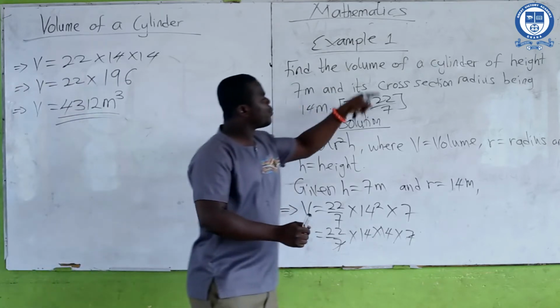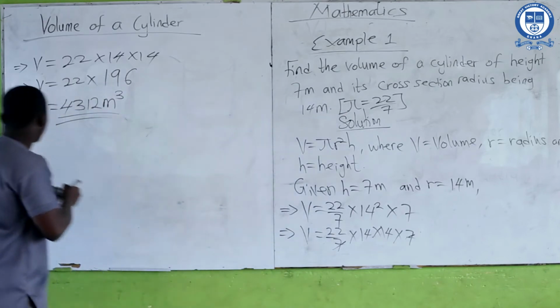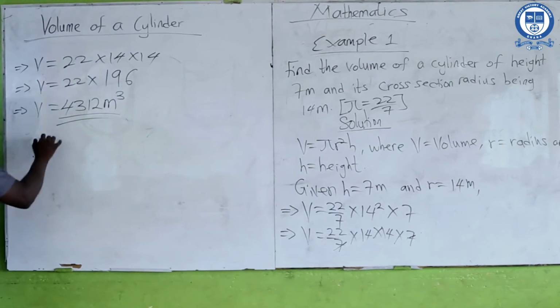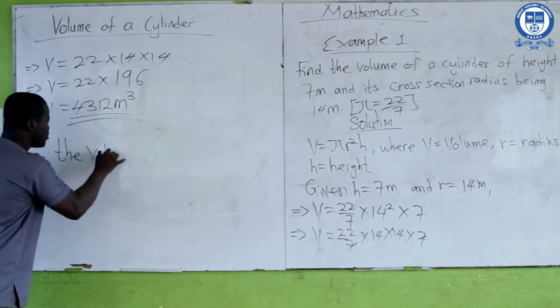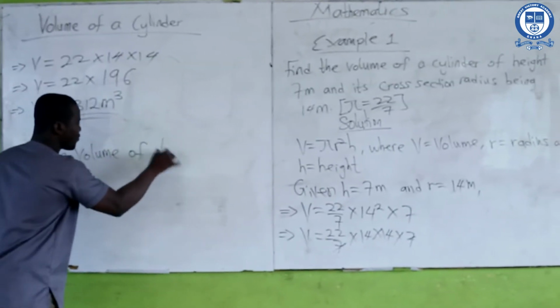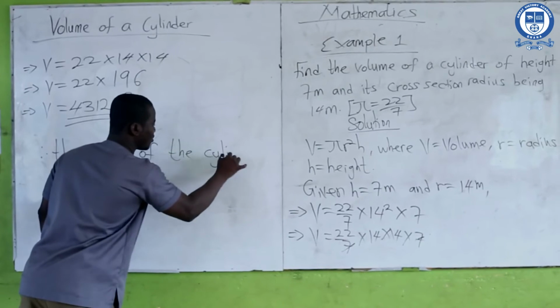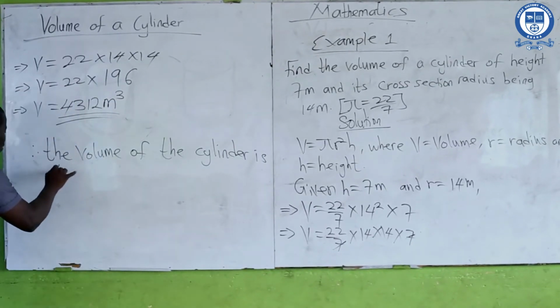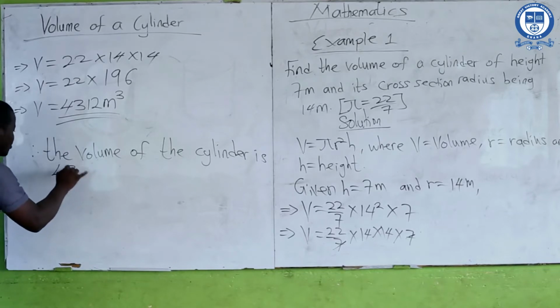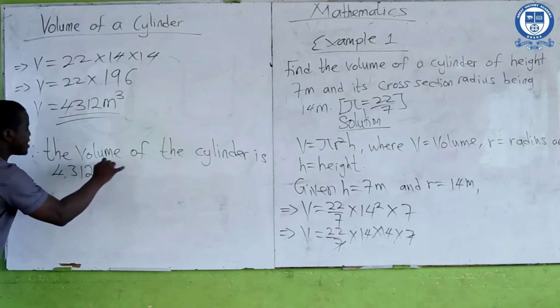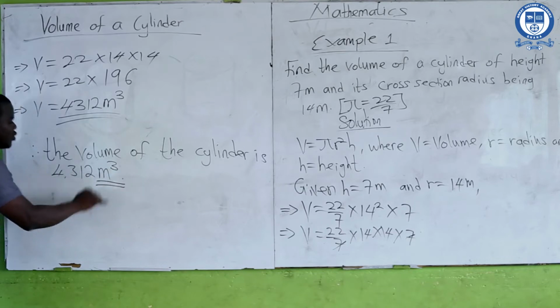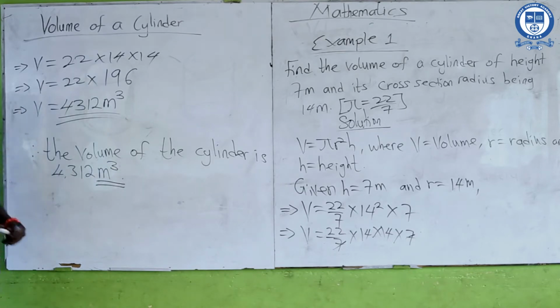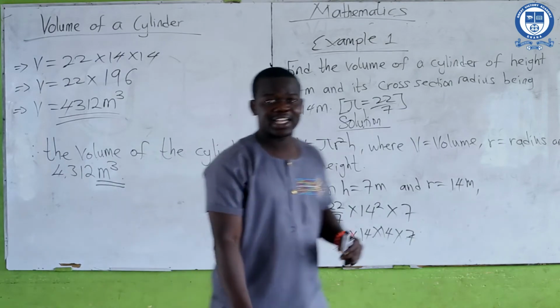So what you do is that you answer the question. They say find the volume of a cylinder of height. So you therefore say that therefore the volume of the cylinder is 4,312 meters cube. Take note of the unit, it's very, very important. That is how the volume of a cylinder is calculated. Okay, let us consider another example.